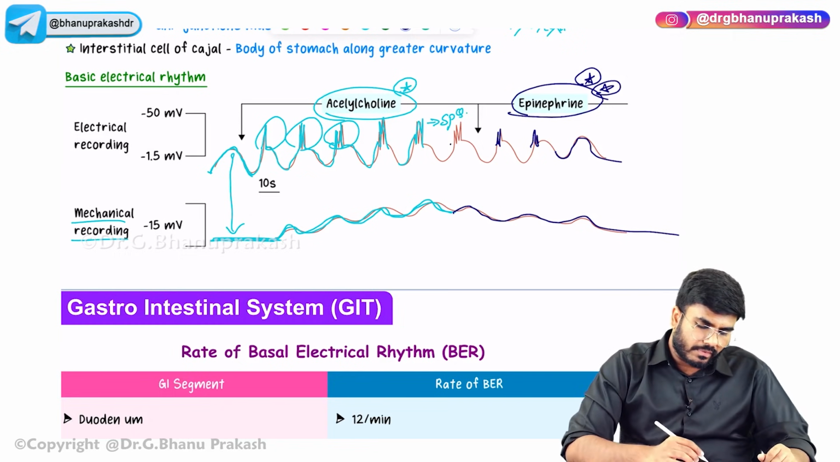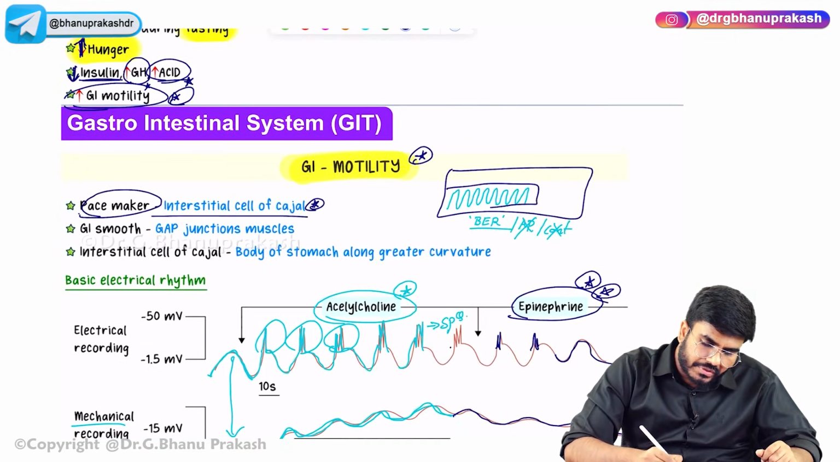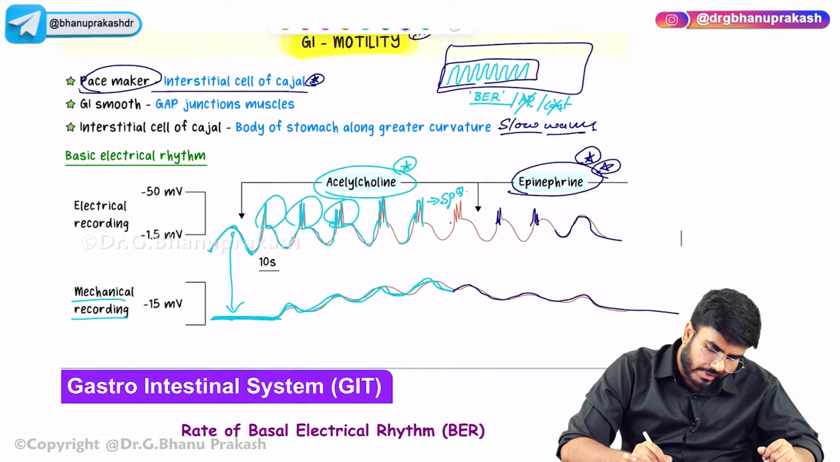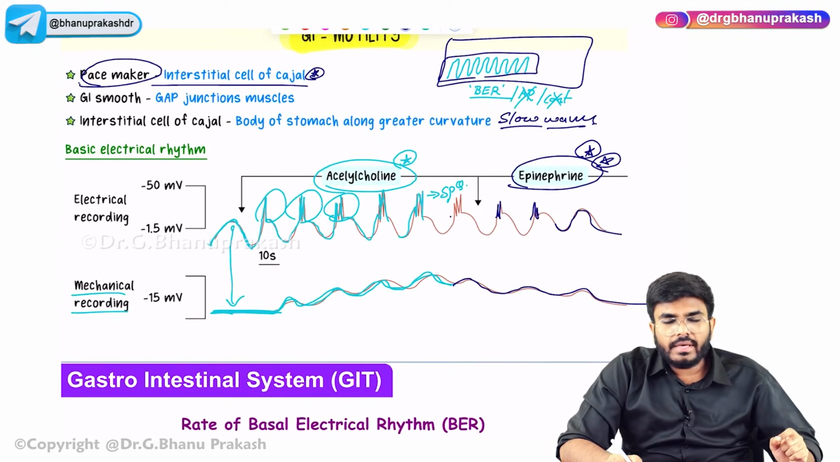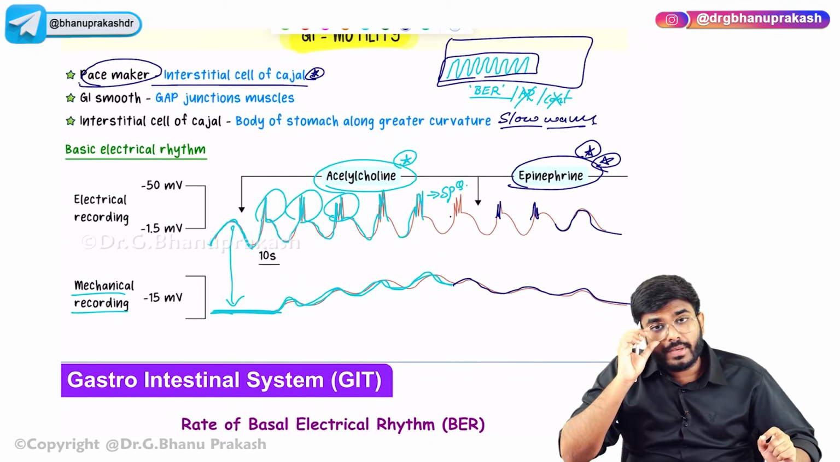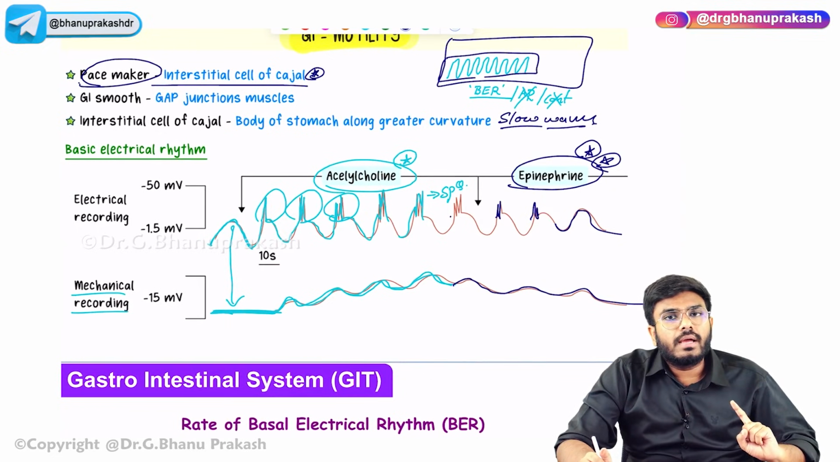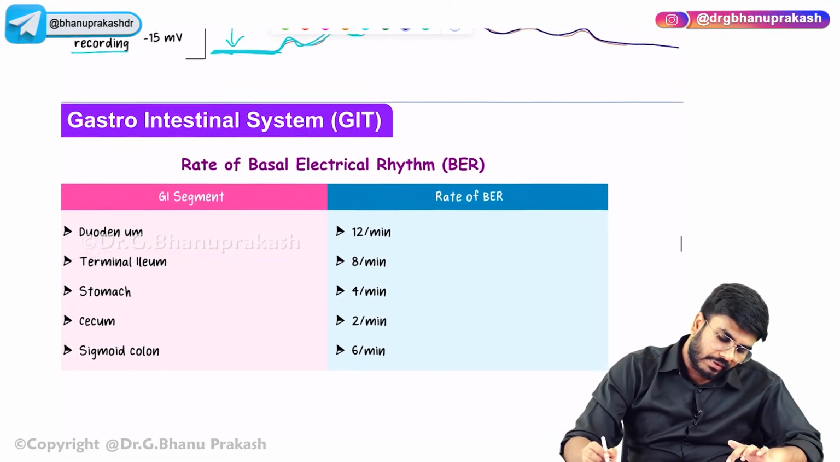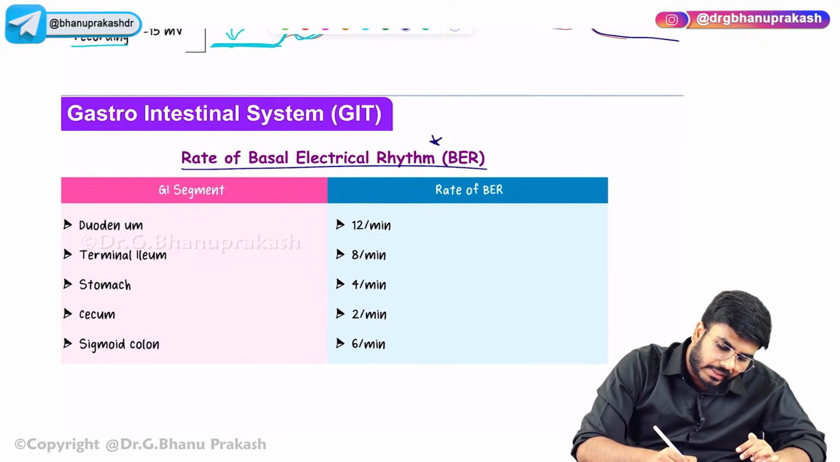The initial waves which you have seen here are called basal electrical rhythm, also called slow waves. Again I am telling you, basal electrical rhythm is not an action potential. They are not going to cause any GIT contractions. Having said that, they will ask you, what is the rate of basal electrical rhythm?